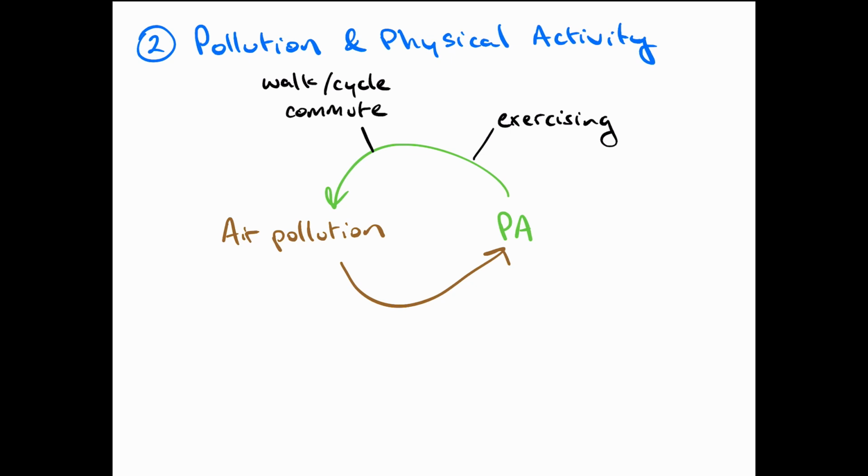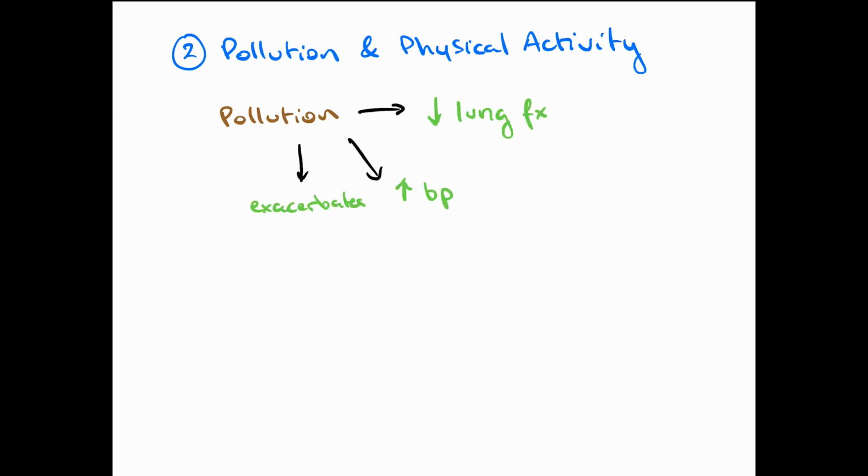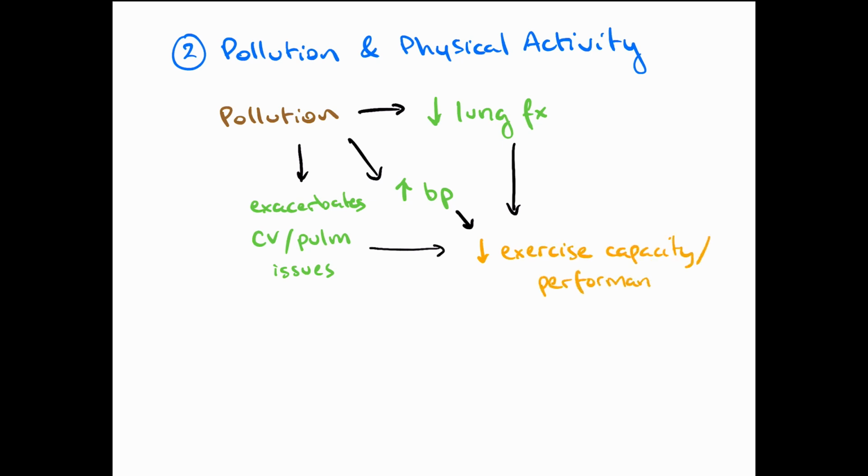We know that if we had more people walking and cycling for their commute, we would be able to reduce air pollution overall. On the flip side, a lot of polluted air can reduce overall physical activity levels and especially reduce physical activity during days that have high pollution. We know that air pollution can decrease lung function, elevate blood pressure, and exacerbate other cardiovascular and respiratory symptoms. All of these will lead to an impaired exercise capacity and performance.